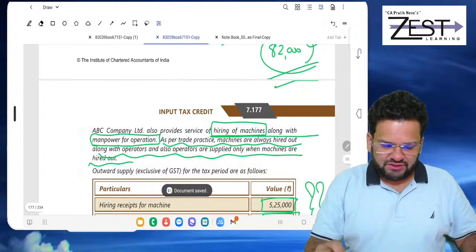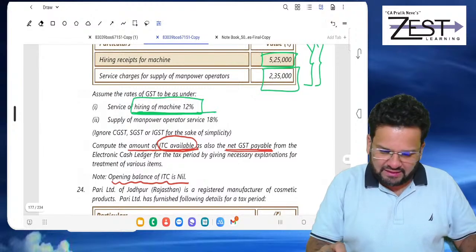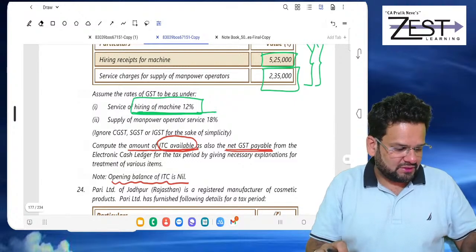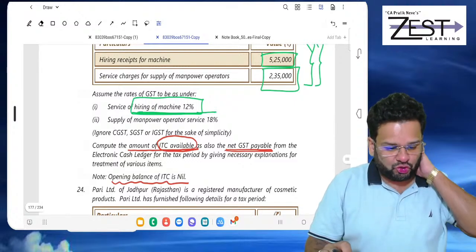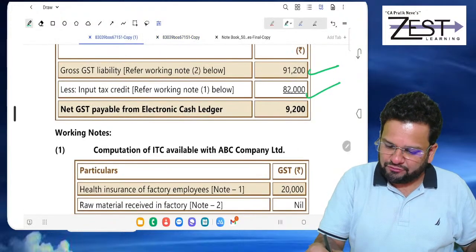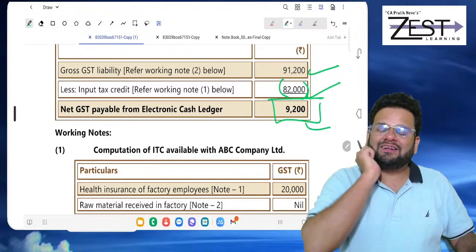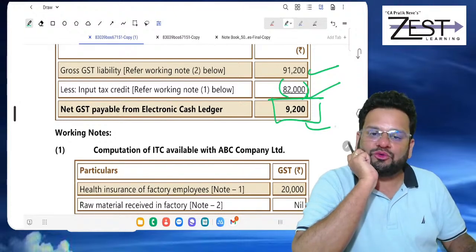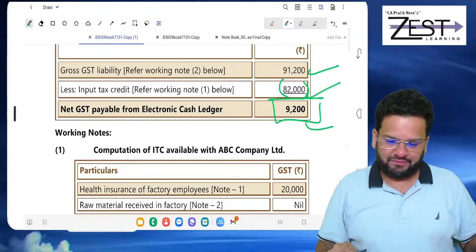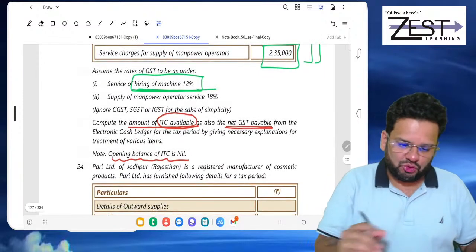Okay, so friends, go ahead and on both 525 as well as 235, you calculate at 12%. So it is going to be 91,200. So please take 91,200 and from that subtract the ITC of 82,000. You will get net GST payable of 9,200. So did you all get 9,200? Absolutely, sir. We have got 9,200.